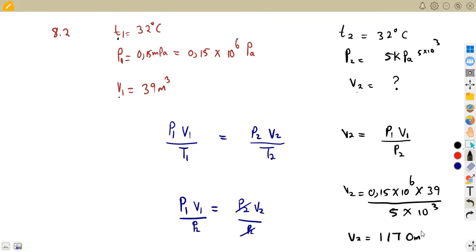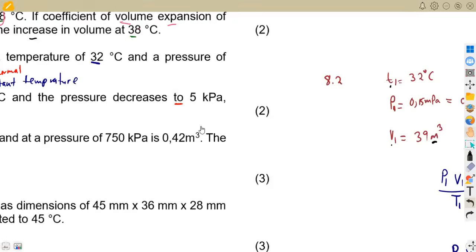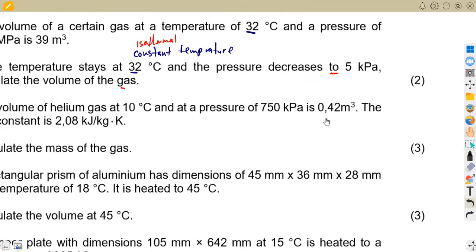All right. Which is in cubic meters, the same as we had before. This was in cubic meters, so we are also going to have our value in cubic meters. All right. So that was the second part of our question, 8.2. Let us check what we have on 8.3.